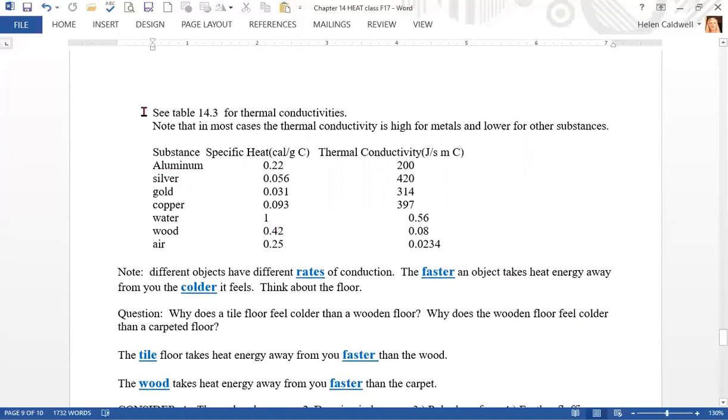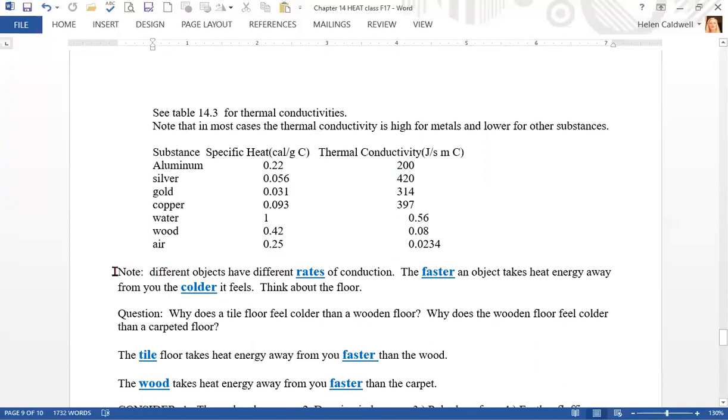Alrighty. So there's a table in the book in chapter 14 for thermal conductivities. We will look at some of them. So we've got aluminum, silver, gold, copper, water, wood, and air. You don't need to care about the specific heats. I just wrote it down. You'll notice I used CGS units in thermal conductivity, and we do need to care about that.